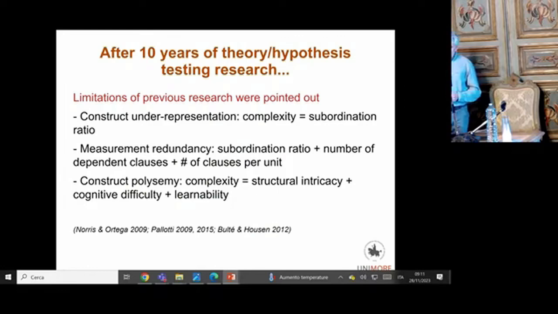The main problem is that complexity is a polysemous term. It can mean structural intricacy, or cognitive difficulty, or learnability.